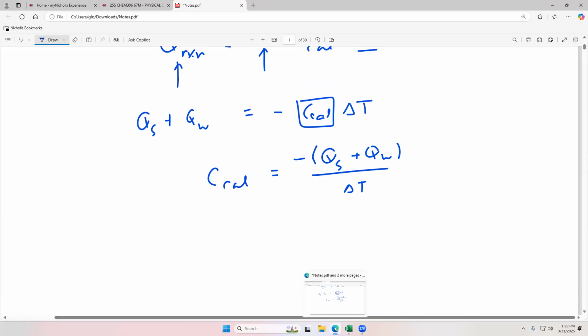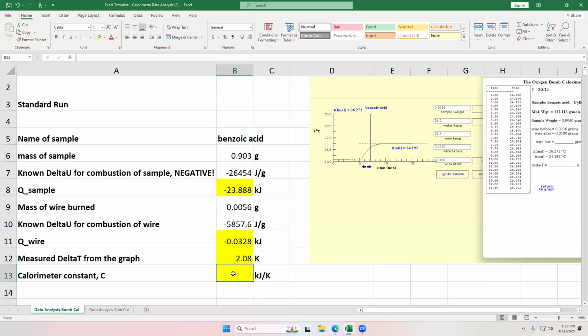All right, so let's go ahead and do that. So this is going to be equal to minus open parenthesis Q sample, the actual Q sample, not the per gram value, plus the actual delta U for the wire, the actual Q for the wire. Okay, that would be in kilojoules, right? Divided by delta T, which is 2.08 Kelvin. That's kilojoules per Kelvin.